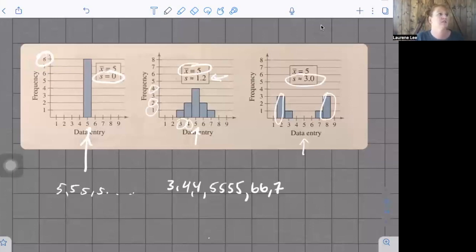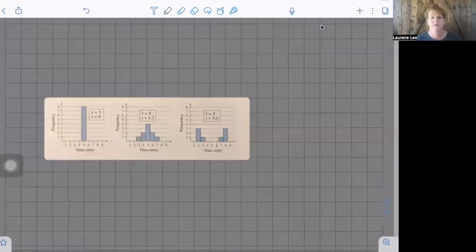If you had a standard deviation of like 12, that would be quite a bit more spread, and probably that means the data values are spread out as well. So that just gives you a visual for that.